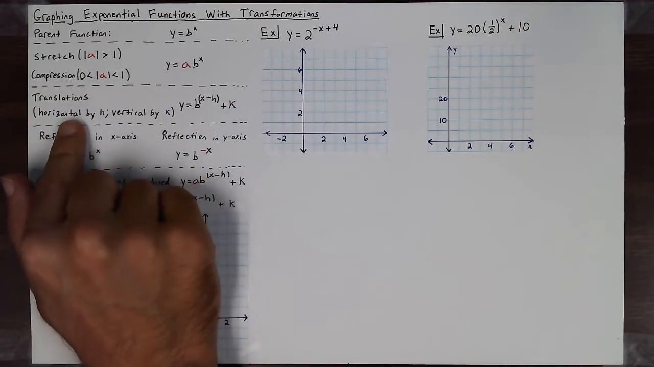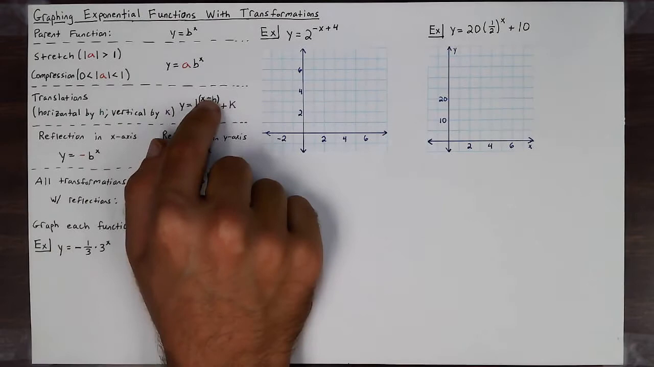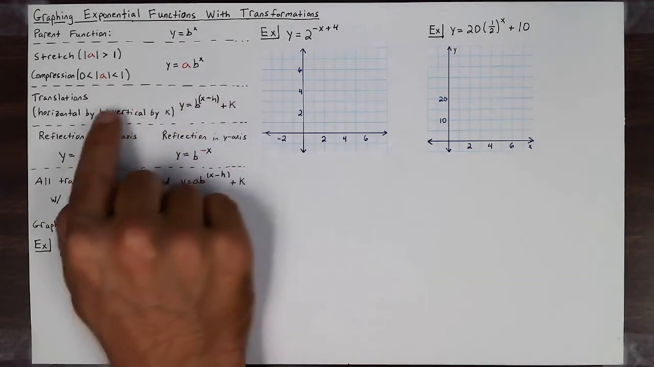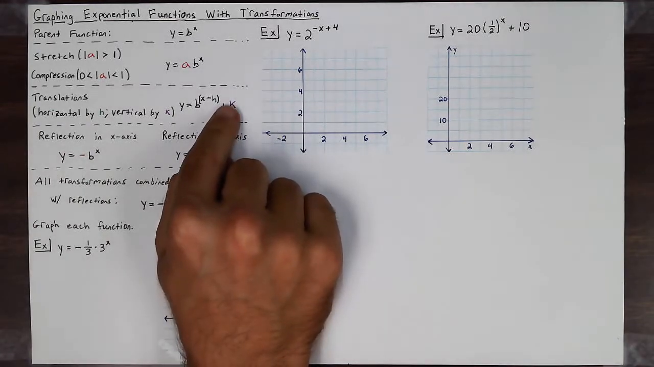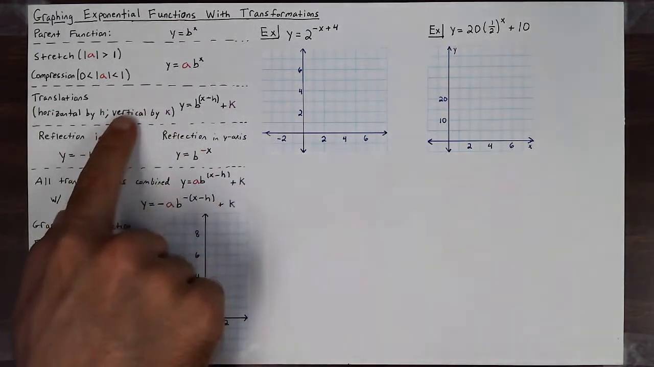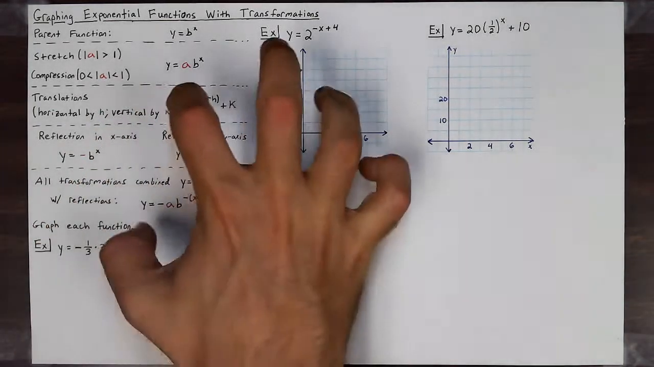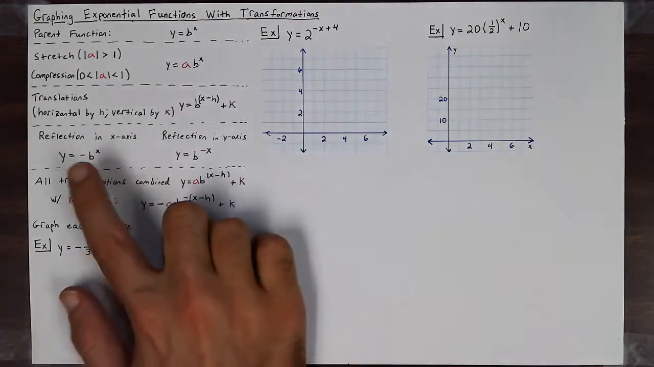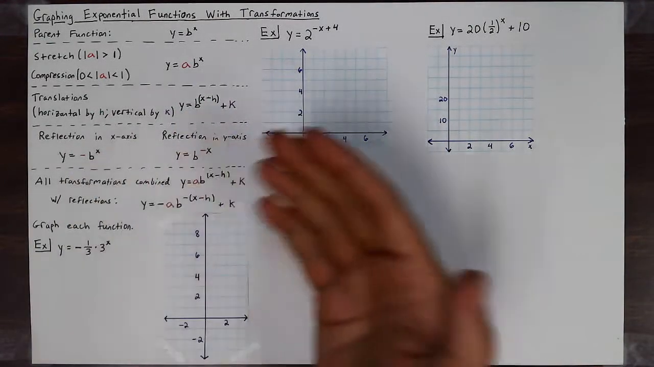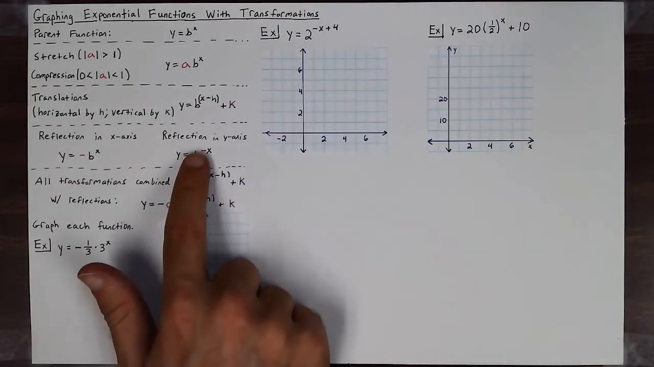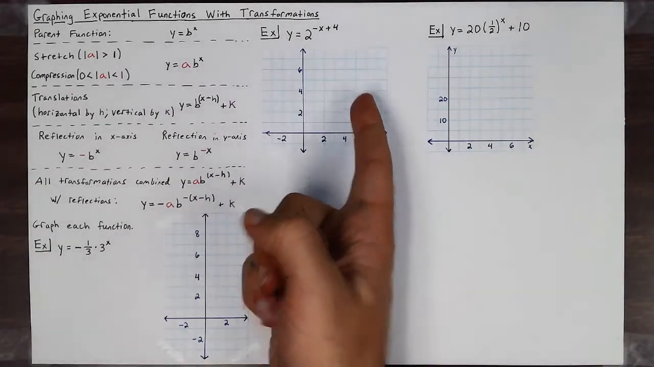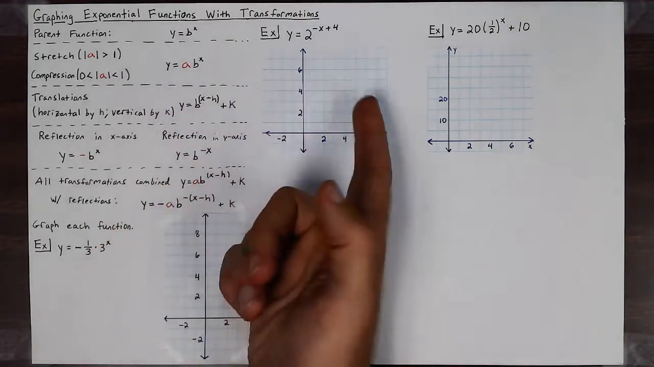Translations will typically be, if it's subtracted from the x in the power, that corresponds to a horizontal translation, while adding or subtracting a value will correspond to a vertical translation. So that's where your shift will be. And if there's a negative in front of the function, that corresponds to a reflection across the x-axis, while a negative right by the x actually corresponds to a horizontal reflection across the y-axis.